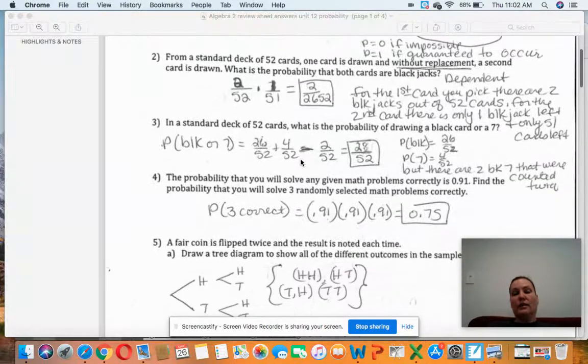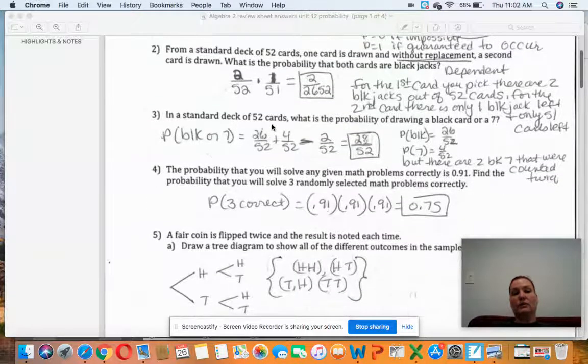Next question, which also has to do with cards. I want to know what's the probability of drawing a black card or a 7. Whenever you see this "or" right here, you are adding the probabilities together.